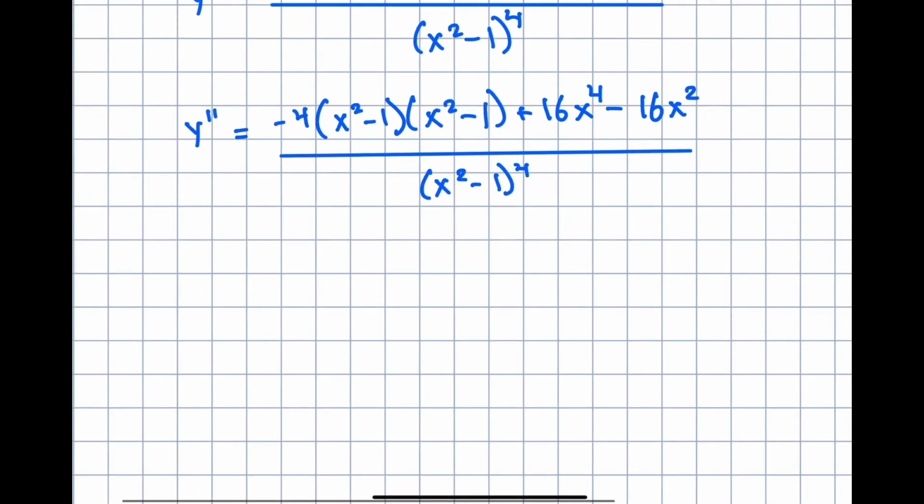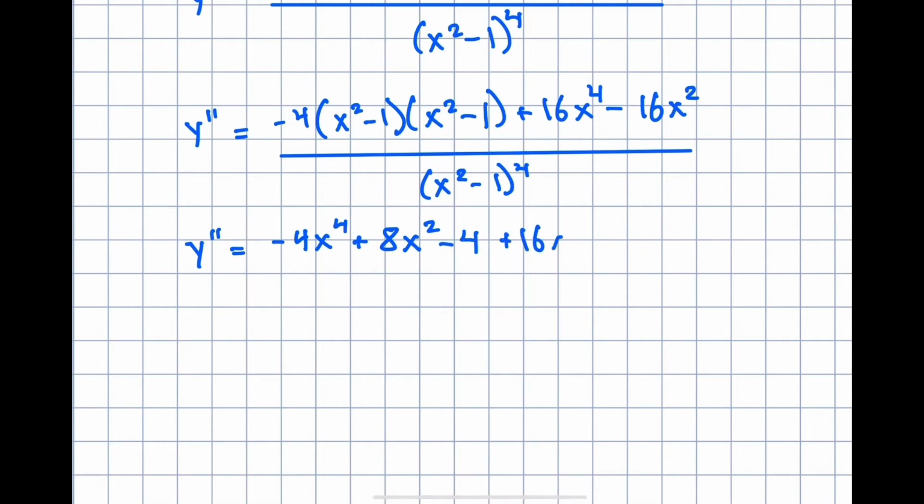All right, we simplify that again. On the top, if we collect all of the terms, we're going to get -4 times x to the power of 4 plus 8x squared minus 4. And then we're going to have plus 16x to the 4 minus 16x squared. And all of that is going to be divided by x squared minus 1 to the power of 4.